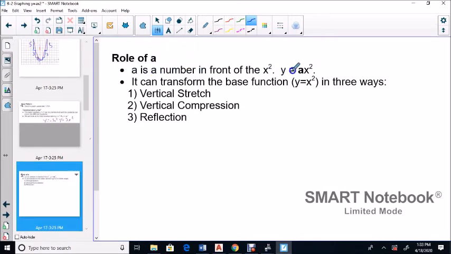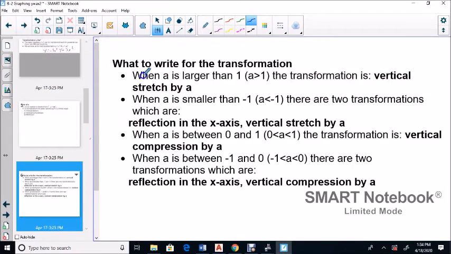Okay. So the role of a, what does it do? Okay. So a is a number in the front. So a can be any number. It can also be a decimal. It can transform it in 3 ways. It can do a vertical stretch, it can do a vertical compression, and it can do a reflection. So that a actually has 3 functions. It has the most functions of all the transformations we're going to use. Okay, now I try to explain it here: what to write for the transformation.